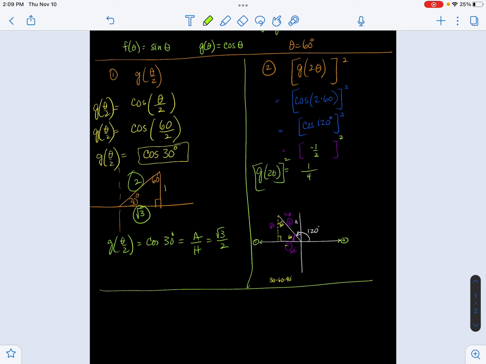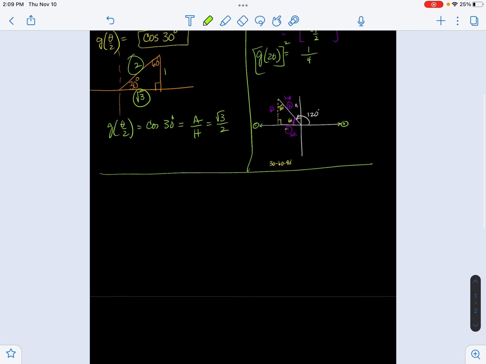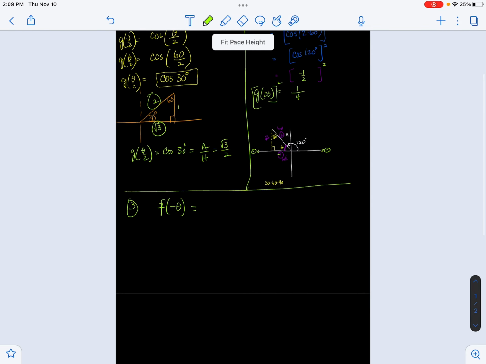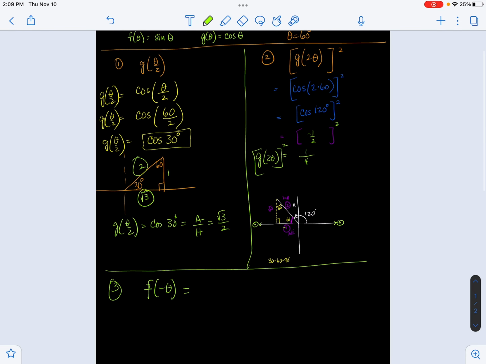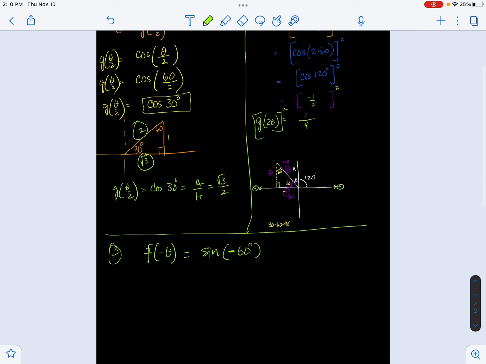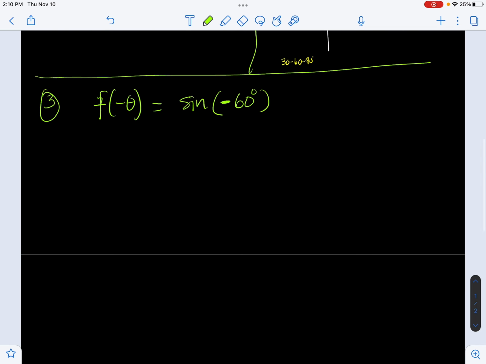Let's see, let's do one more. Let's do a negative angle probably. What about f of negative theta? That's the question. That's it. Find f of negative theta. And I go back and I realize that f function is the sine function. Sure, you're basically asking me sine, and also they're wanting me to flip the sign of the angle, which happens to be negative 60 degrees. So like, oh, very good.